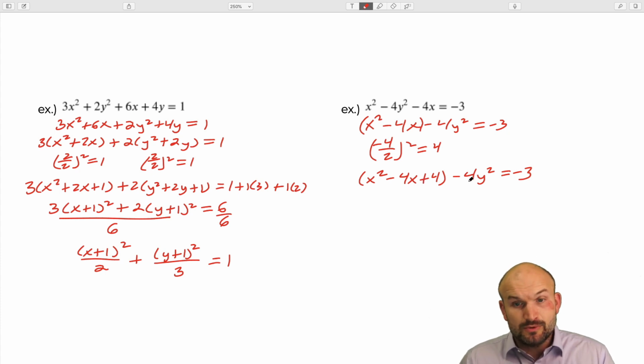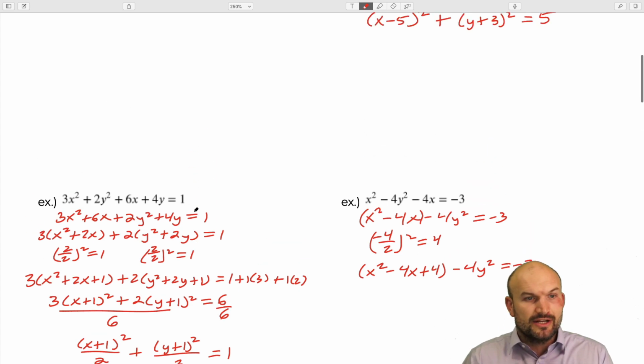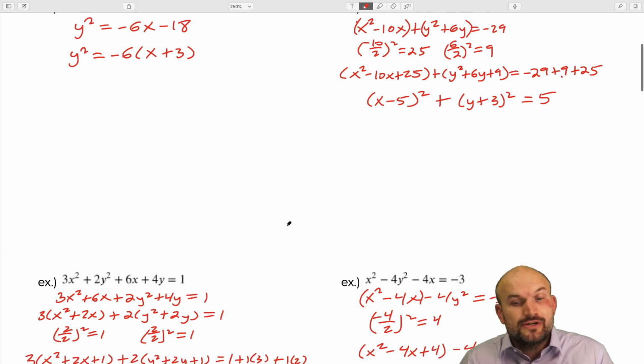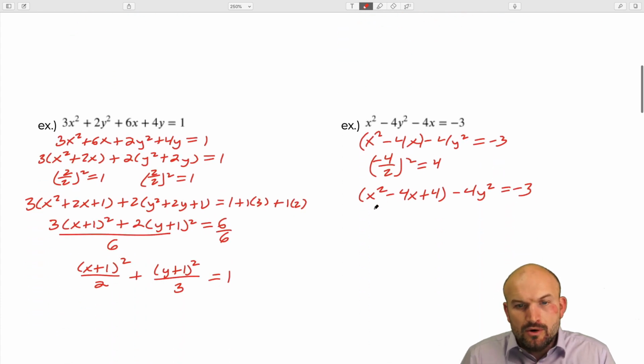So there's really nothing I can do with the y, but that's fine. We'll just leave it. Remember, it's possible to not have a y term, kind of like over here, where you can have just a y squared identified. That just means your k is going to be 0. So I will factor this down to an (x minus 2) quantity squared minus 4y squared equals negative 3.